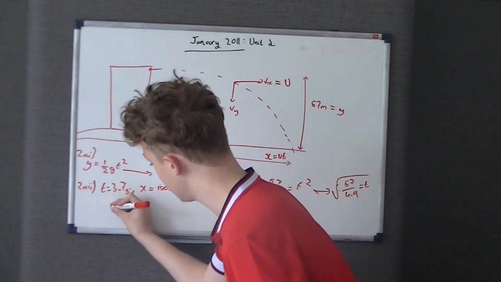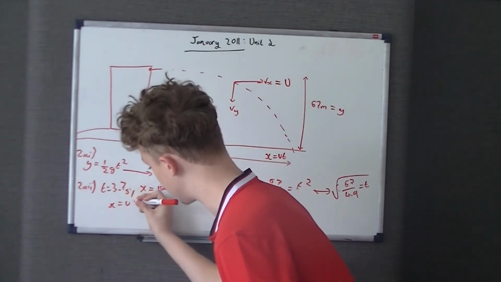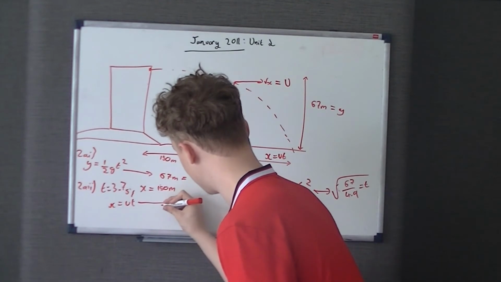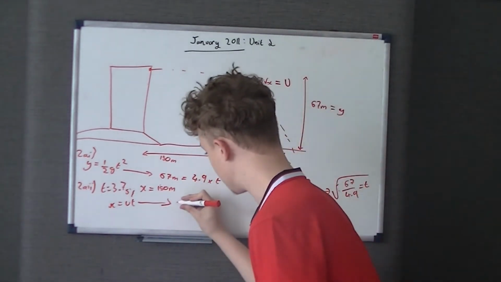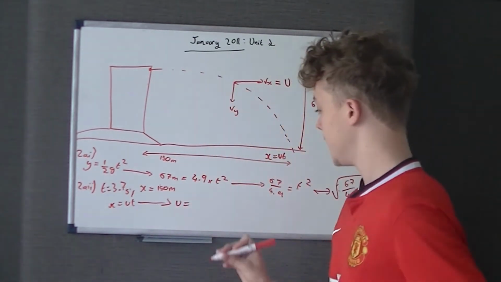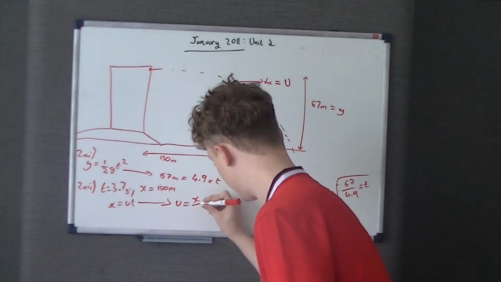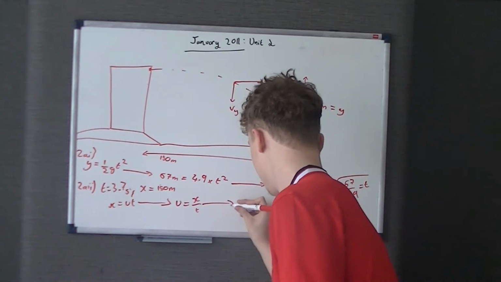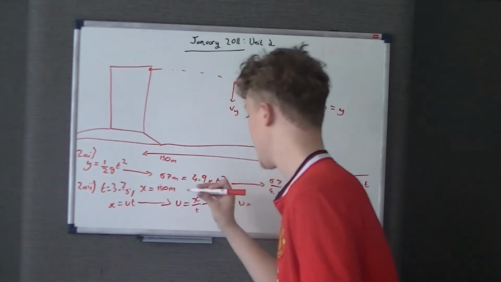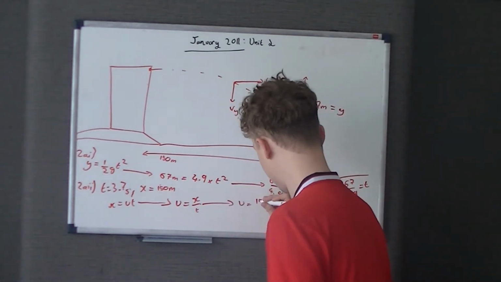So x equals ut. We can rearrange this to get u as the subject of the equation. So u equals x over t. I think I've done it right, simple rearranging, but you never know. u equals 150 metres over 3.7 seconds.